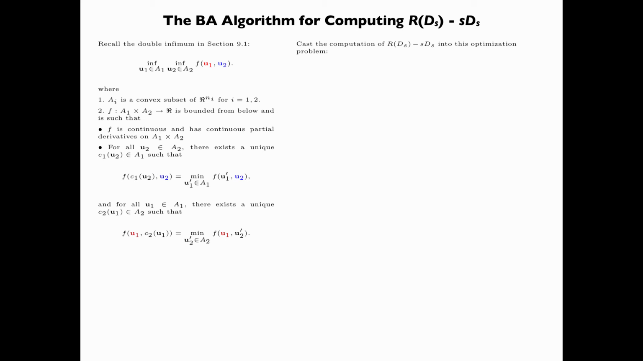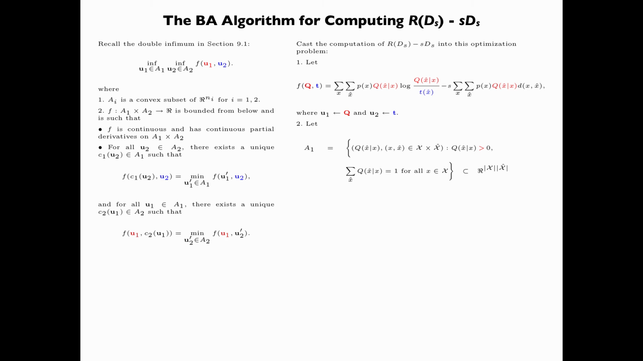We now cast the computation of R_D(S) minus S_D(S) into this optimization problem. We let f(Q,t) be the summation over x, x hat of p(x) q(x hat given x) log q(x hat given x) divided by t(x hat), minus s times the summation over x, x hat of p(x) q(x hat given x) d(x, x hat), where q plays the role of u1 and t plays the role of u2.